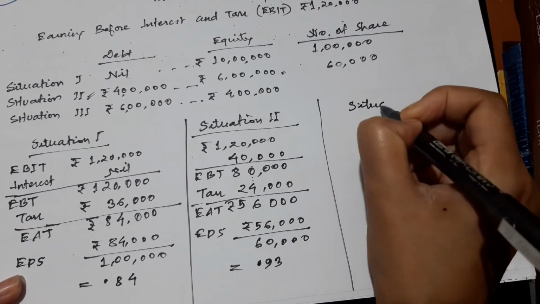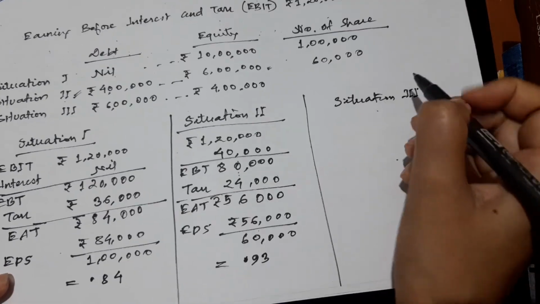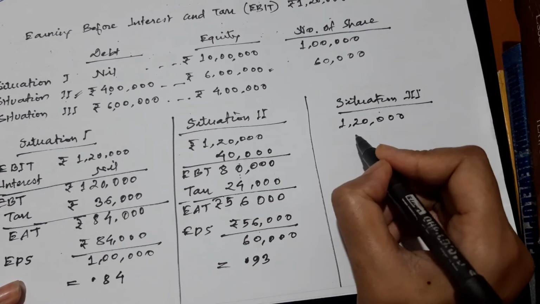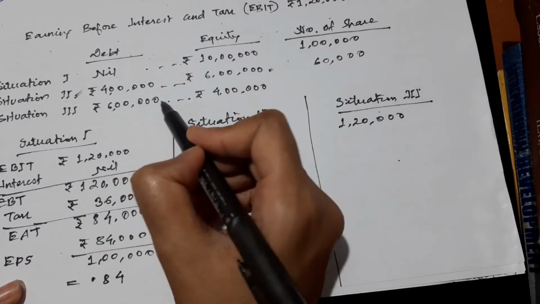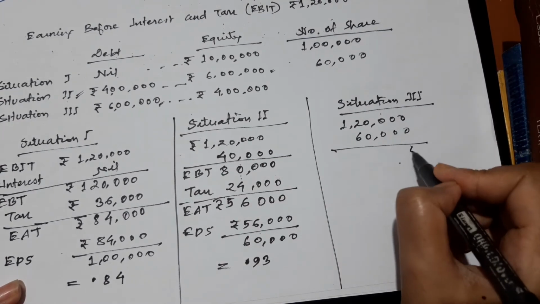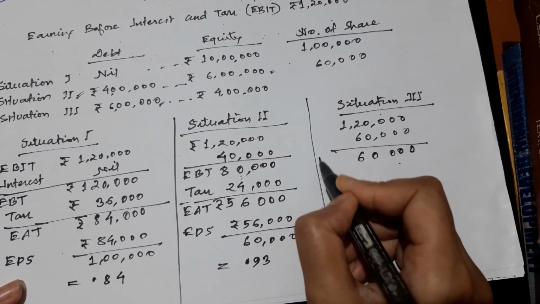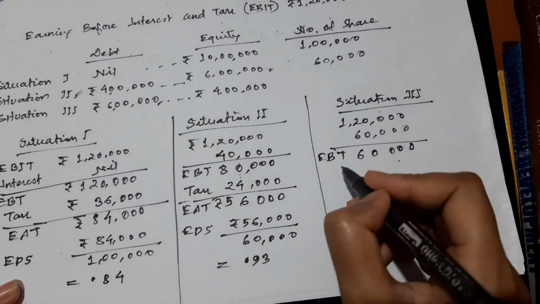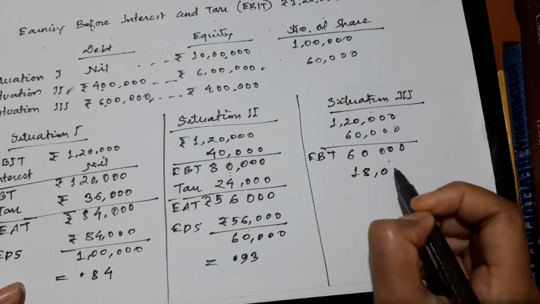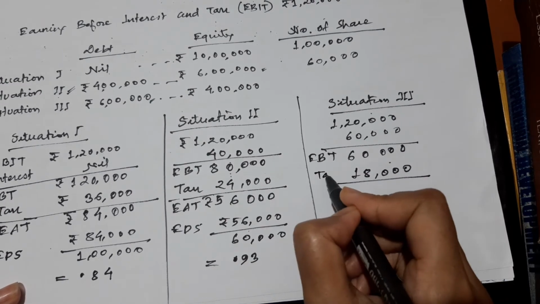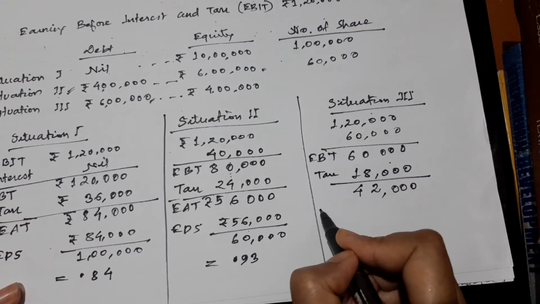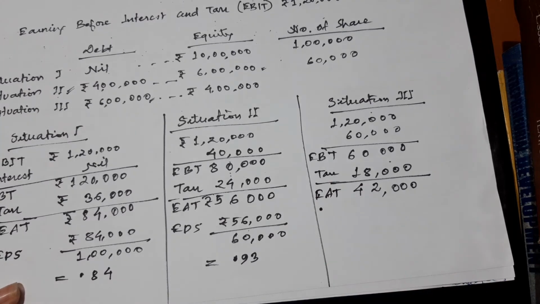Now again you see situation 3, calculation in the same procedure. EBIT 1,20,000, interest amount 10% on this amount 6 lakhs, so this is 60,000. Earning before tax is 60,000. Tax 30% on 60,000. So this is earning after tax 42,000.